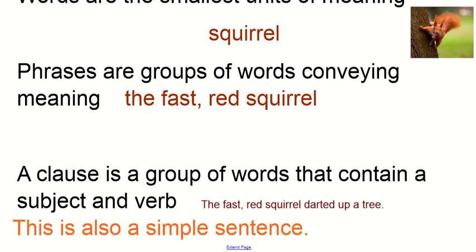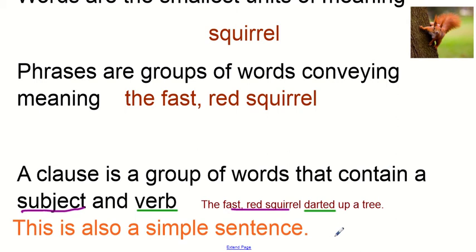So a clause is a group of words that contain a subject and a verb. The fast red squirrel darted up a tree. Can you spot the subject and verb in that sentence? Well done to everybody who spotted the verb, darted. That's the doing or action word. It's what the squirrel is doing or did, in this case with ed on the end. Did you spot the subject? That's right, it was fast red squirrel. The subject is often the noun or pronoun that's doing the action.